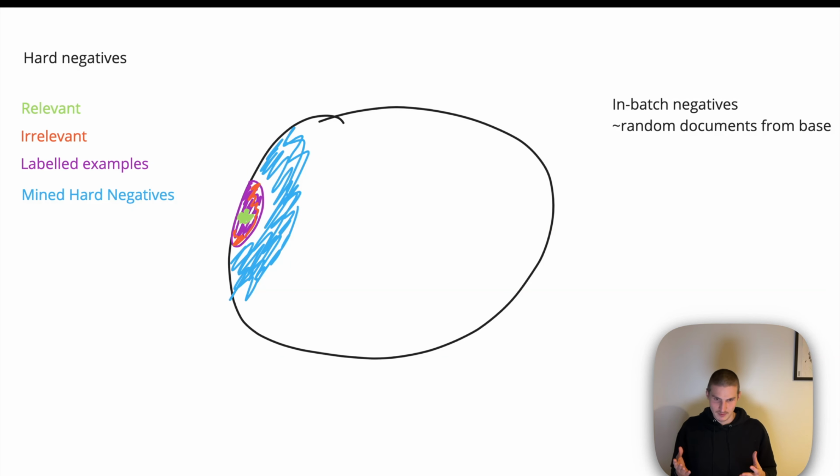And then after that stage, you might go even further and say that, okay, my previous generation of the model will be used to mine new hard negatives. And these are called mined hard negatives. So now we are even closer to our labeled examples. The examples are now even harder, and that helps you make the model even better.